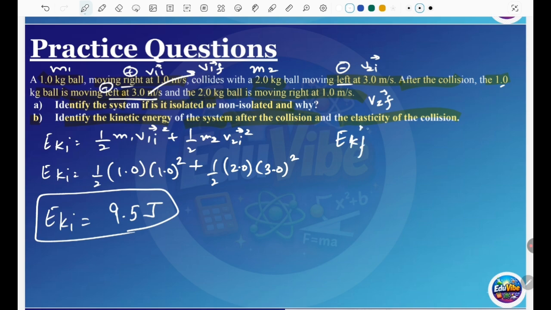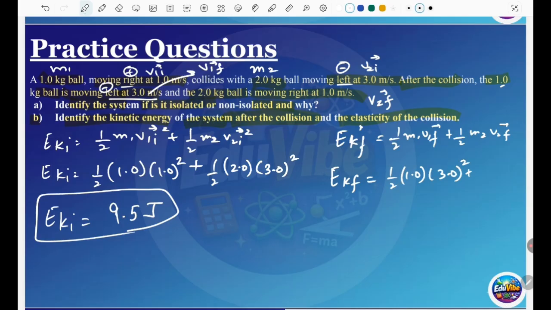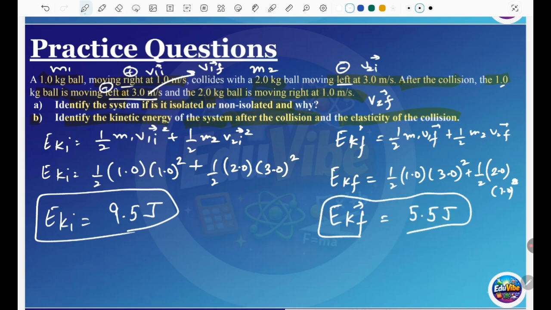For EKf, half m1 v1f squared plus half m2 v2f squared. Your EKf is equal to half 1.0, 3.0 squared plus half, m2 is 2.0 and v2f is 1.0 squared. EKf is equal to about 5.5 joules. So you get about 5.5 joules for EKf, which is the answer they want.